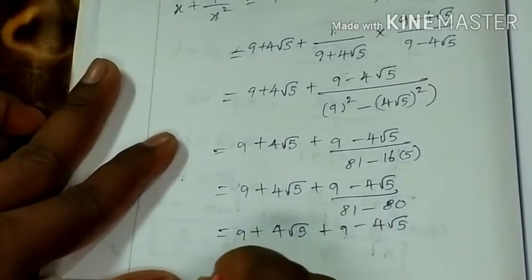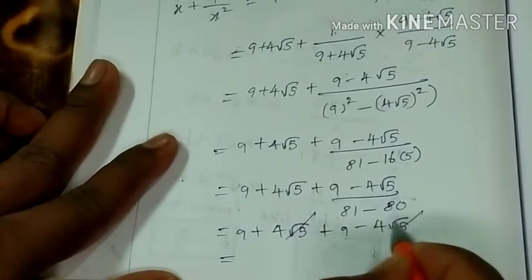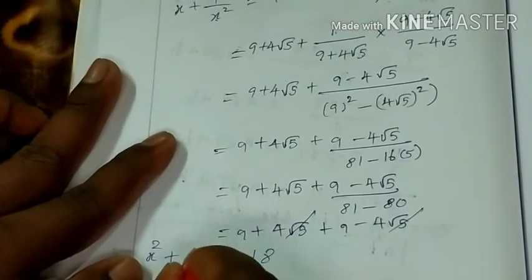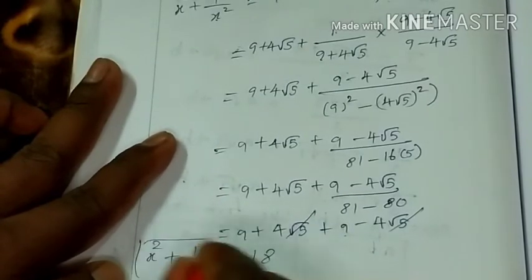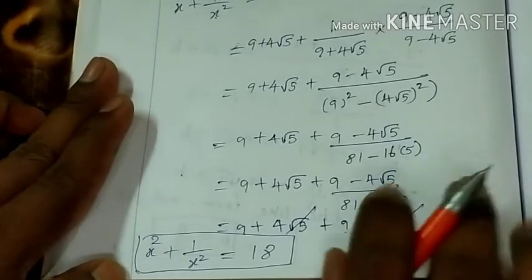Okay, that's all. Next, plus 4 root 5 minus 4 root 5 are cancelled. Remaining 9 plus 9 is 18. This is the value of x square plus 1 by x square. Okay, have you understood the answer? Okay.